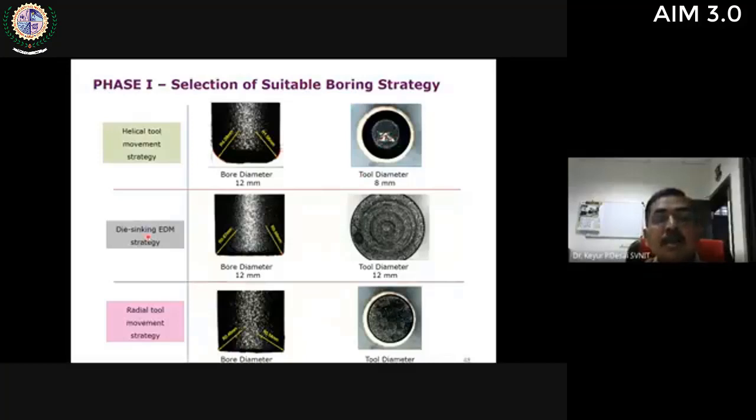In case of die sinking, radius corner wear is relatively less, but you see the bottom surface of the tool, which is heavily subjected to wear. And in radial tool movement, corner wear is very, very less, and you see the bottom surface is appearing better compared to helical and die sinking. So the tool suffers much more damage in case of die sinking the most, followed by helical, followed by radial.